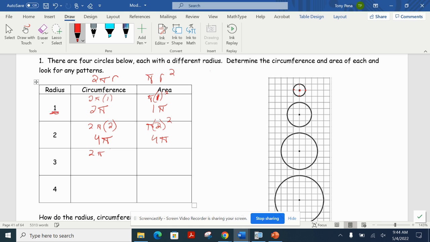Okay, finish those off. None of this is difficult. Next one, you're going to use a radius of 3 to get the circumference and the area. Last row is going to be 4, so let all of your r's be a 4.